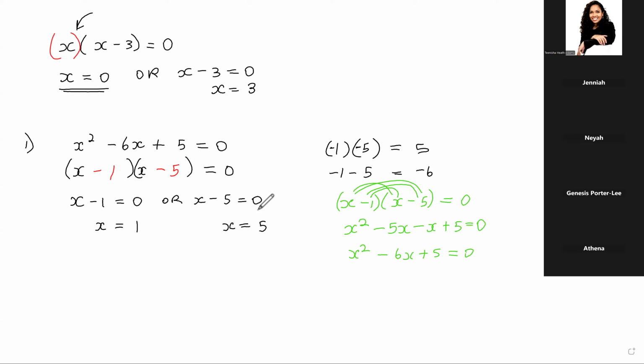So whenever the coefficient of x squared is 1, you don't really need to go through the whole long process of finding AC and then figuring out which factors of AC will multiply to give you AC, but at the same time add or subtract to give you B. All right, so each of us, we're going to do some like these together, right?